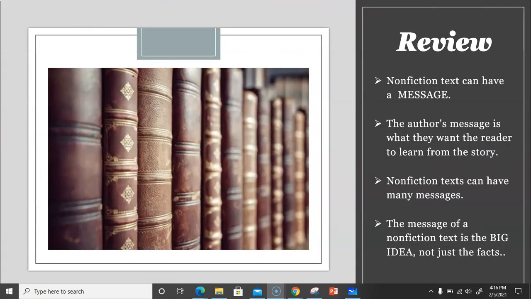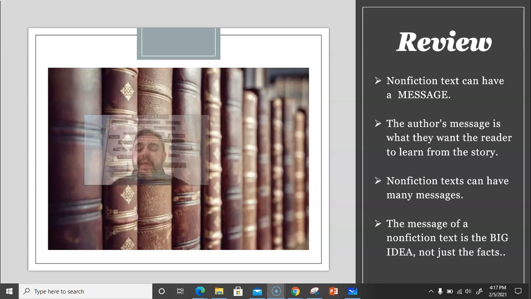Reviewing today's lesson, we know that nonfiction text has a message as well. Okay, messages aren't just reserved for fictional stories, but nonfiction text can have a message. Right? Same as yesterday, the message of a story or the message of a text is what the author wants us as the reader to learn or take away from the text experience. Okay, nonfiction text can have many messages, and you know what? We saw that in all three of our examples today. And I think that's pretty cool because I like learning many different things, and if I can do that from one text, I think that's pretty awesome.